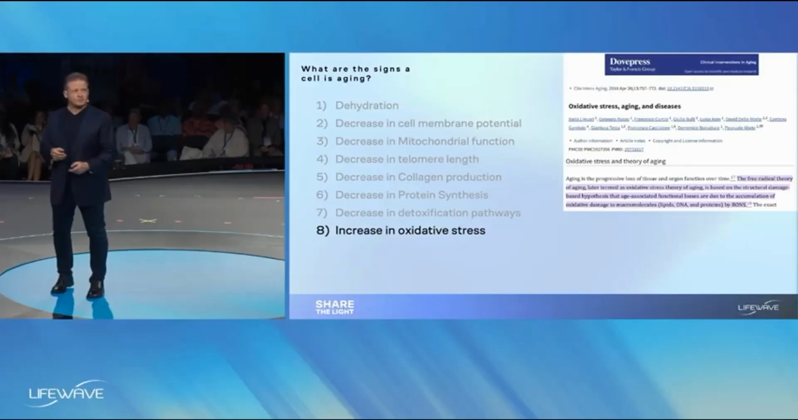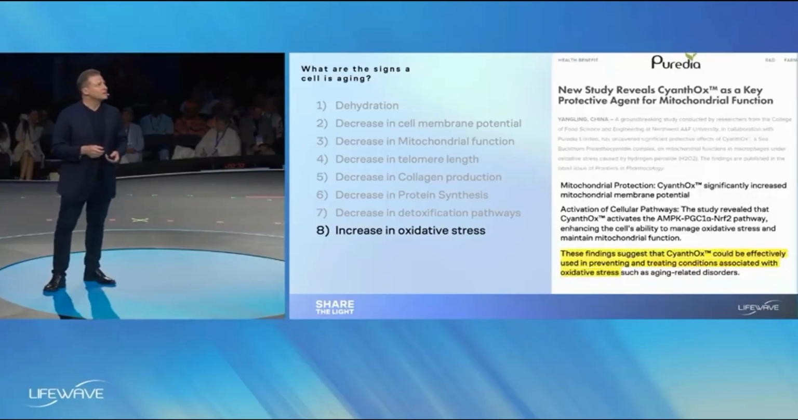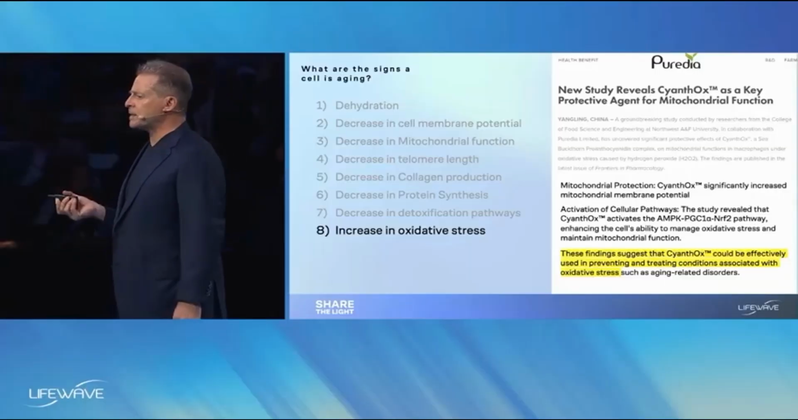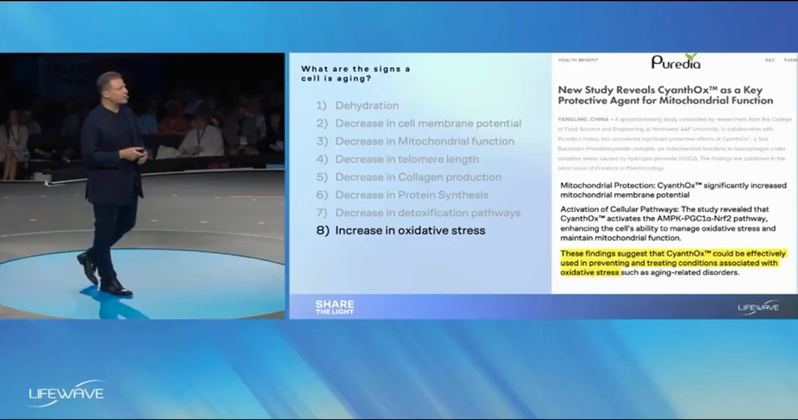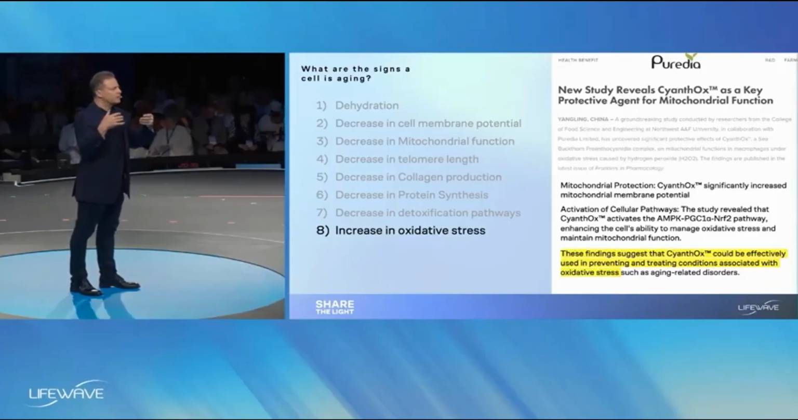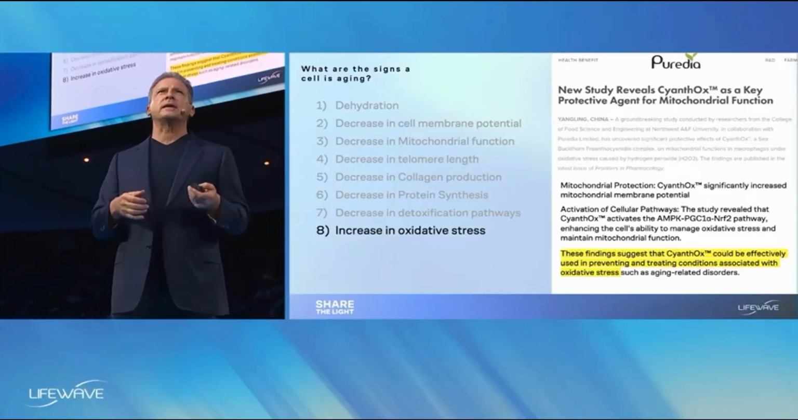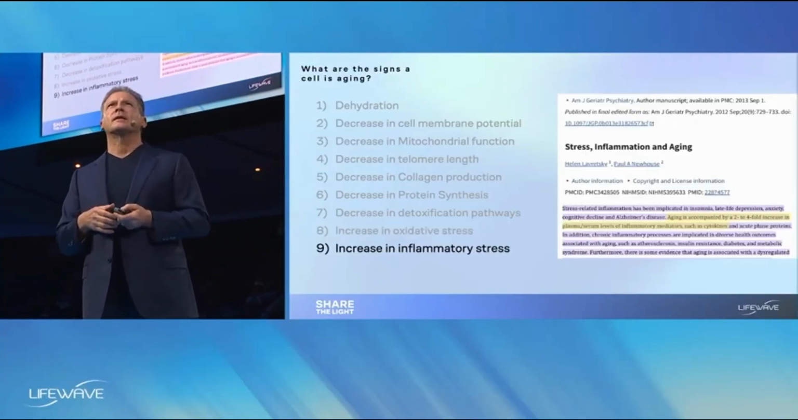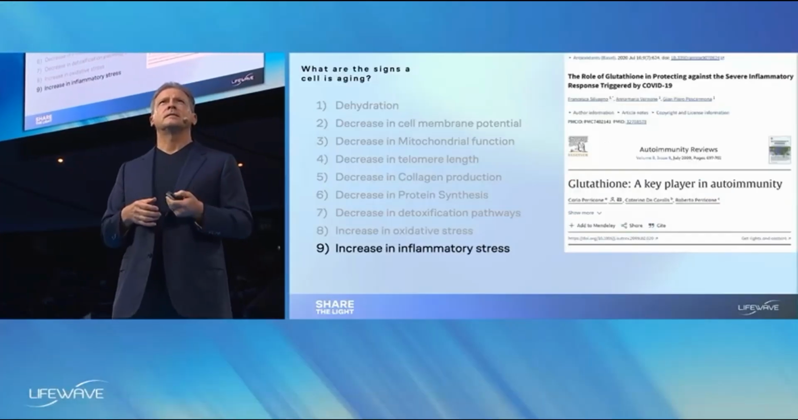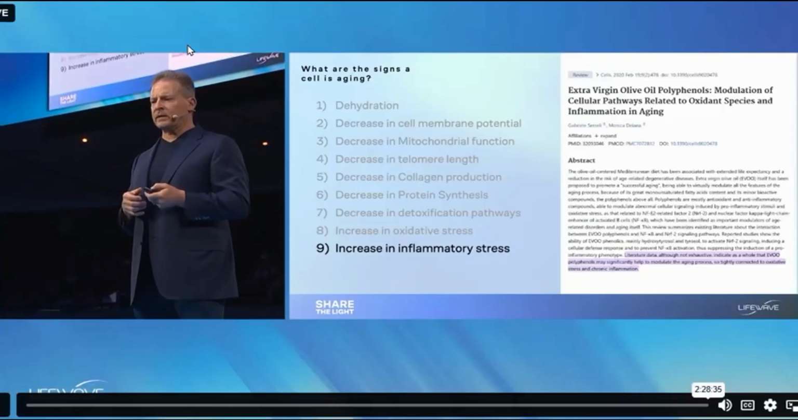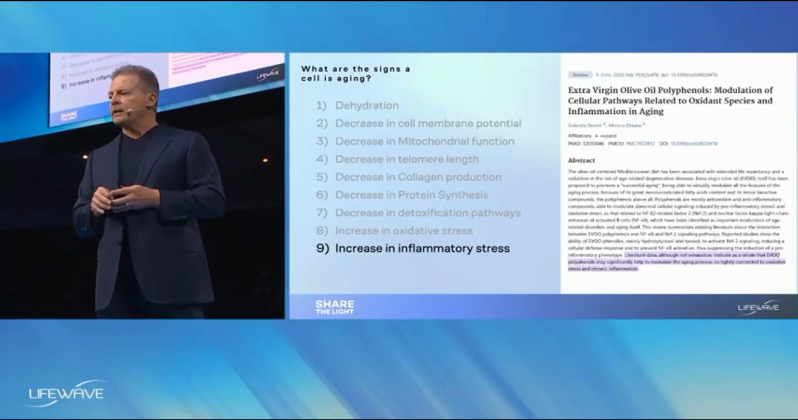Increase in oxidative stress. Well, Cyanthox that we included in Celergize, very, very powerful as a means of managing oxidative and inflammatory stress, along with the combination of our patches. And again, we've already covered this, so I'm going to keep moving along a little bit.